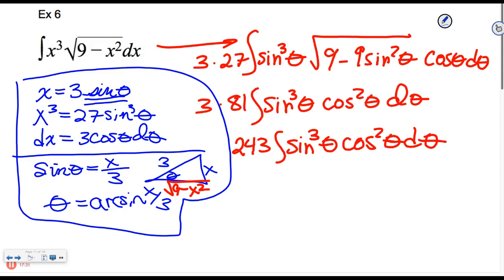I'll say, well, I'm going to let u be sine. Then I'd have u cubed. That'd be nice, right? I like u cubed. u to the 4th over 4, it's great. But du is cosine d theta, not cosine squared. And there is, yes, you just change cosine squared to 1 minus sine squared. Well, okay, let's try.